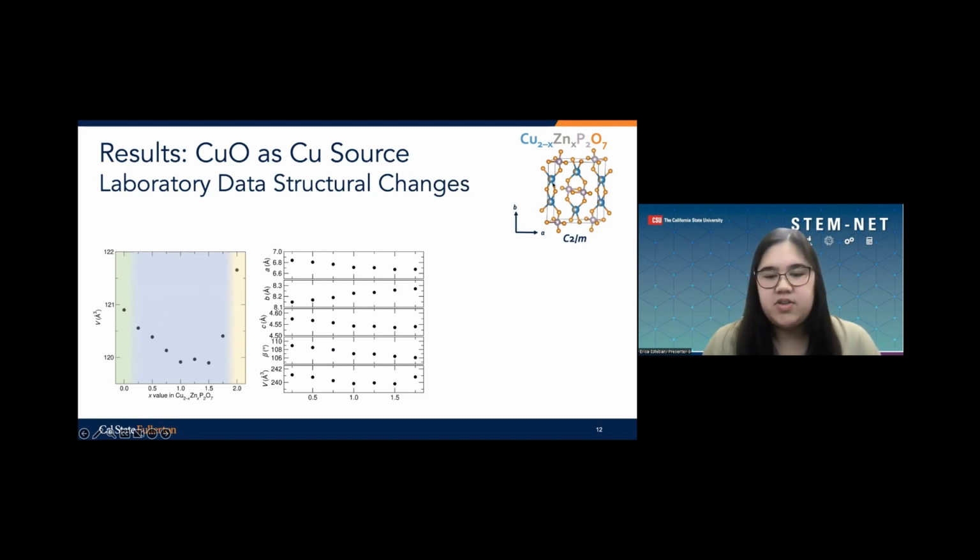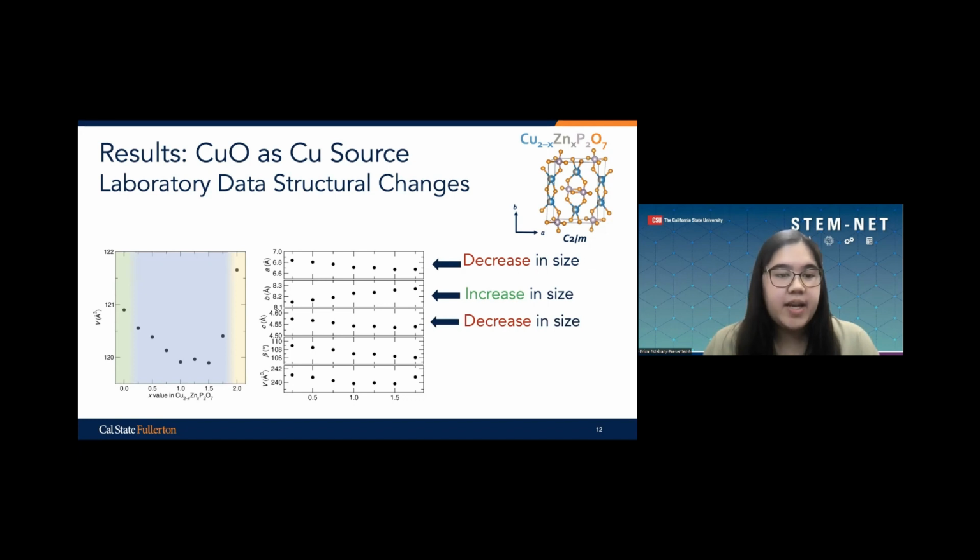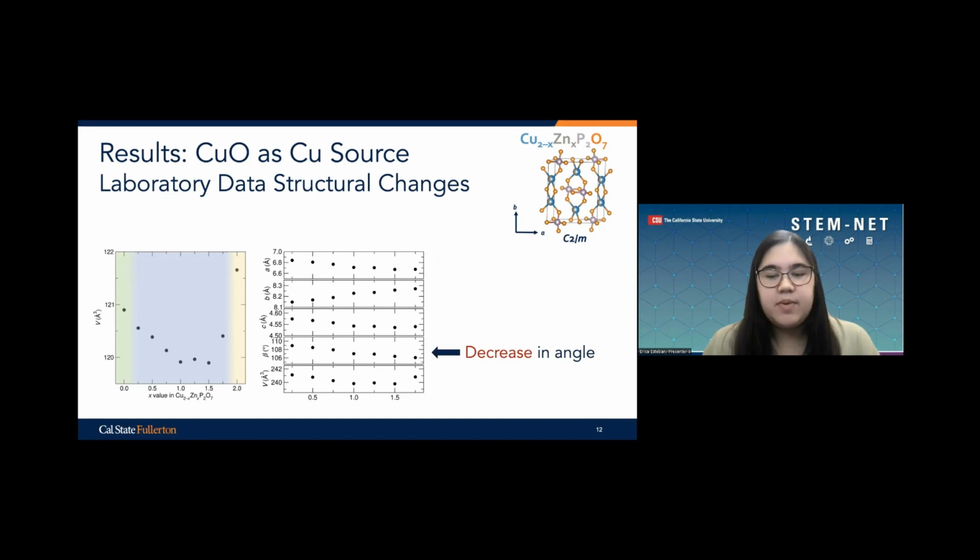So based on the structure here, for the A-axis, we saw that there was a decrease in size. For the B-axis, we saw there was an increase in size. And then for the C-axis, there was a decrease in size. Now, for the beta parameter, which is the angle between A and C, we saw there was a decrease in angle. And then again, for the volume, there was an overall decrease in volume.